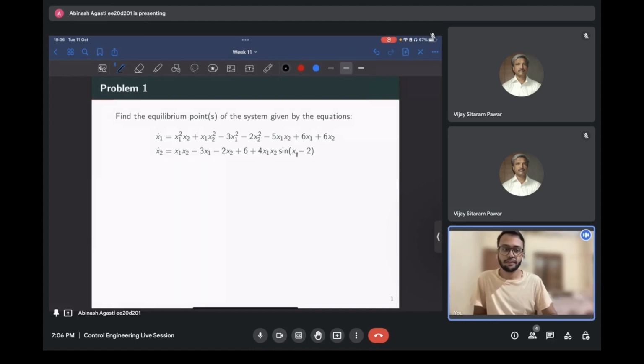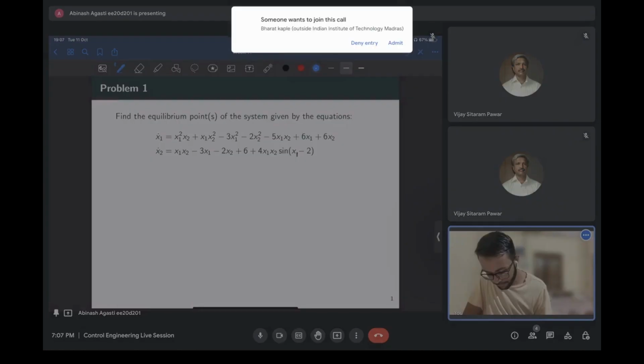So with that, we'll begin with today's problems that will essentially deal with state space representations of dynamical systems and some very basic things like equilibrium points and so on. For the first question, we have: find the equilibrium point or maybe multiple points of the system given by these equations. At first glance, this looks like a very complicated system, and it might be very difficult to solve, but let's just try our hand at it.